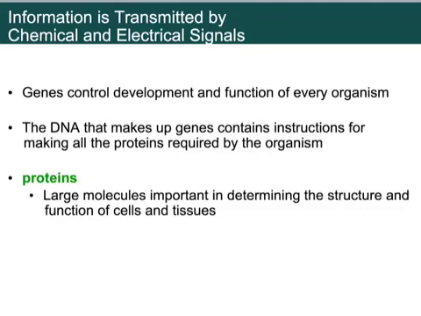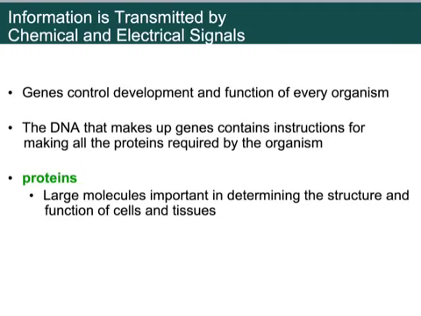Other ways information is transferred is through chemical and electrical signals. So to get these things, this is one of the things genes do. Genes are the instructions for everything in your body or in every organism. What they actually do is they make proteins.